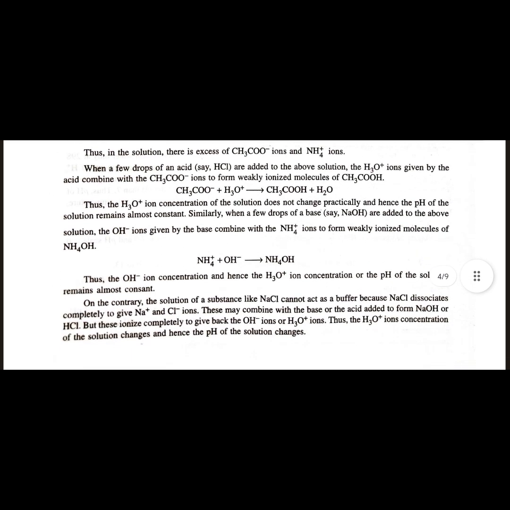the solution remains almost constant. Similarly, when a few drops of base are added to the above solution, the OH negative ion given by the base combines with NH4 positive ion to form weakly ionized molecule of NH4OH. NH4 positive plus OH negative give NH4OH. Thus, the OH negative ion concentration, hence the H3O positive ion concentration or the pH of the solution remains constant.